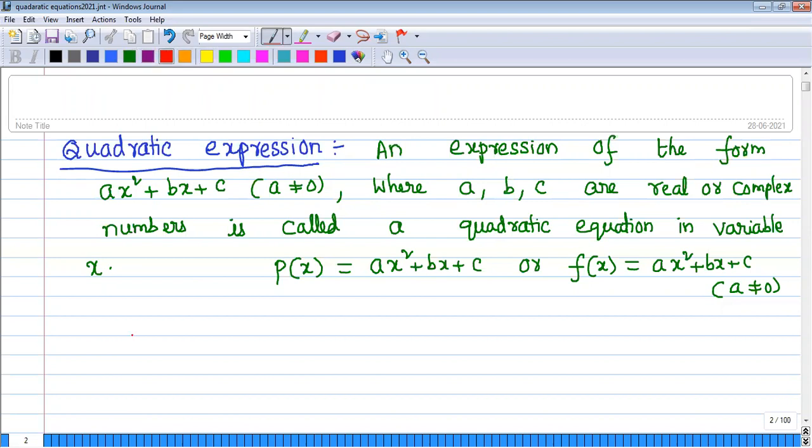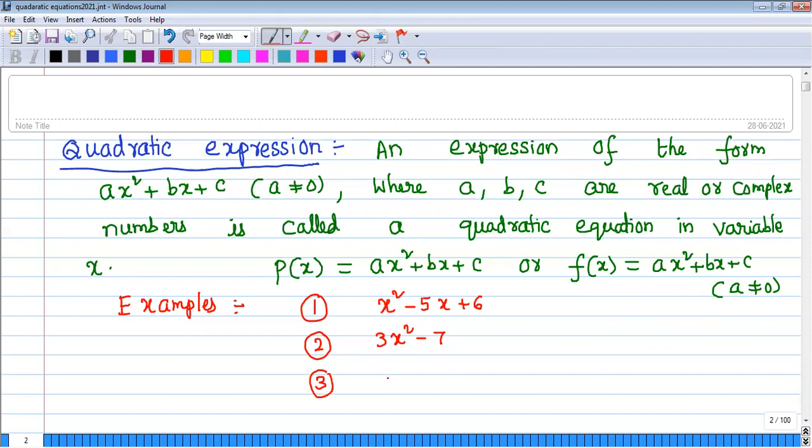So examples. This is for our sake of understanding only. See, x square minus 5x plus 6. It's one of the examples for the quadratic expression. 3x square minus 7. So x term may be absent, no problem. Or x square or 5x square. These are all examples for the quadratic expressions. Or generally this i is known as imaginary unit. This is equal to root of minus 1.